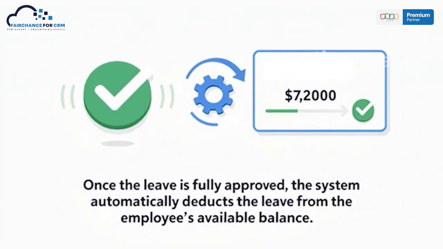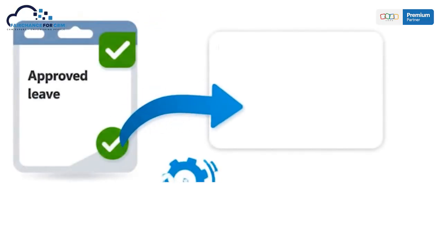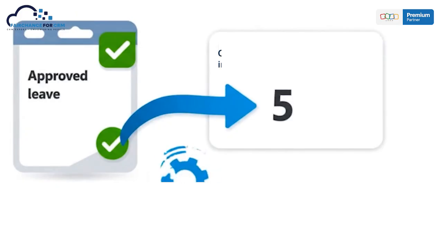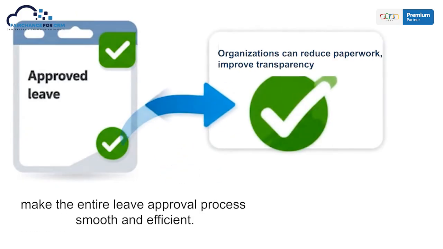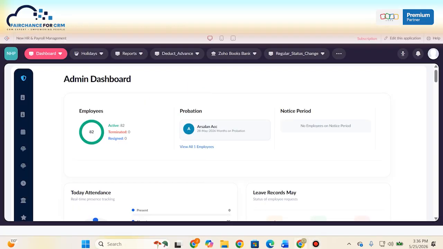Once the leave is fully approved, the system automatically deducts the leave from the employee's available balance. This ensures accurate leave tracking without any manual calculation. With this automated leave management system, organizations can reduce paperwork, improve transparency, and make the entire leave approval process smooth and efficient. So now I will show you how you can easily apply for the leaves.